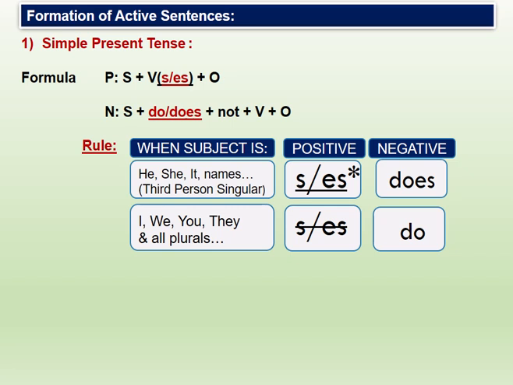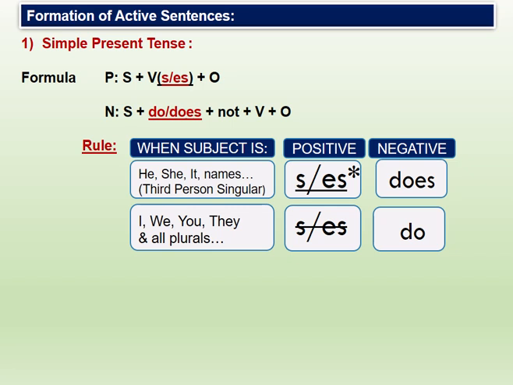Now we have a star sign in the table behind s, es. Whether to put s or es behind the verb, we cannot put both. There is an oblique sign, that means either of them should be used. But which one should be used, if at all we need to use it, in the case of a third person singular subject? What should we do in that case?